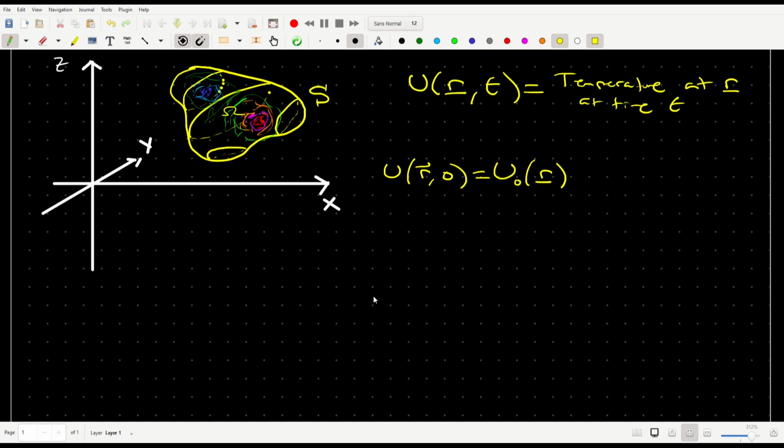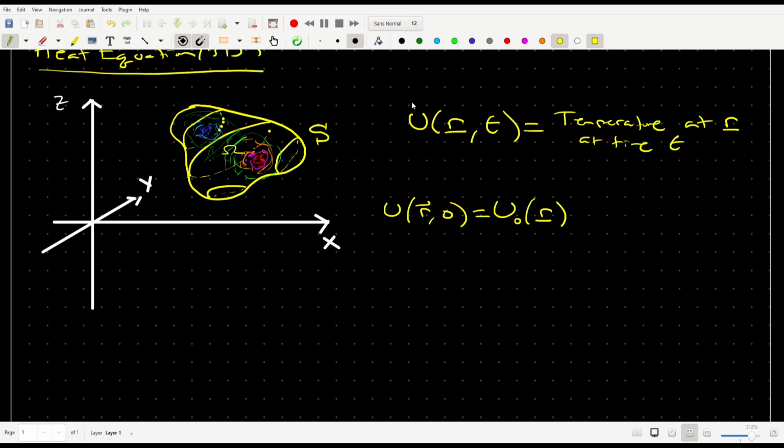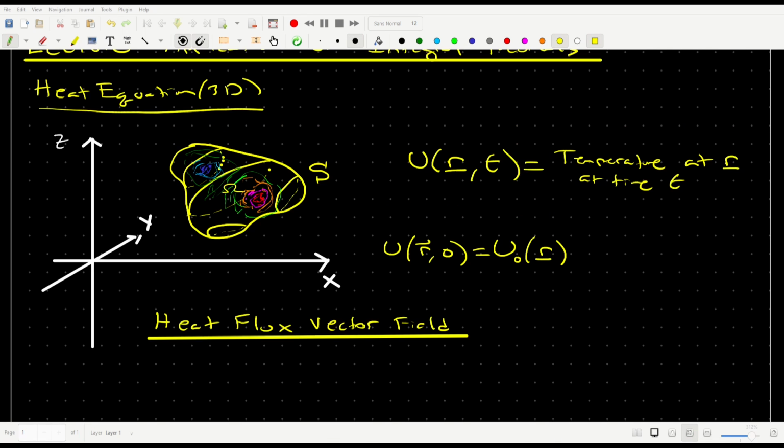Specifically, we're going to say that the heat flux vector field is going to somehow depend on u, right? And we need to use some knowledge about vector calculus and how functions behave to really argue about what form the heat flux vector should take. And so the question is, how can we determine this?